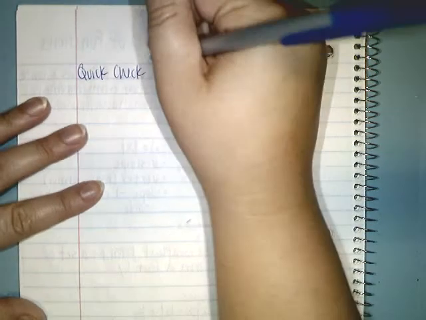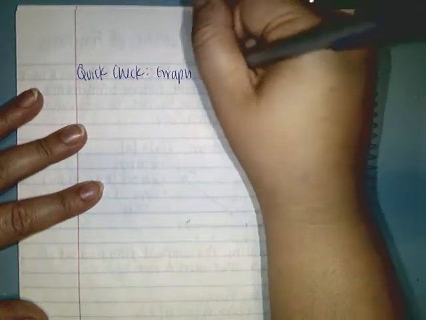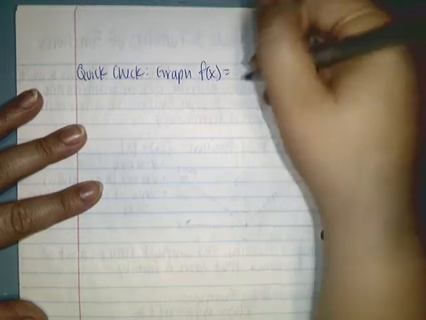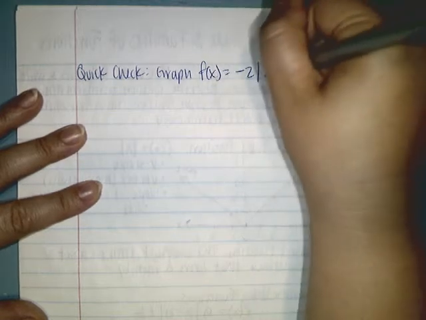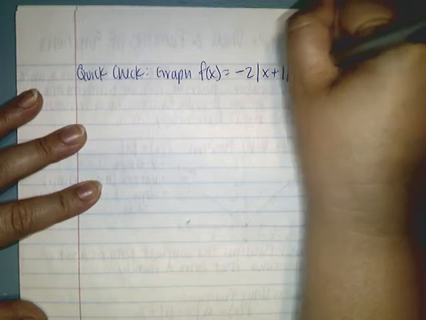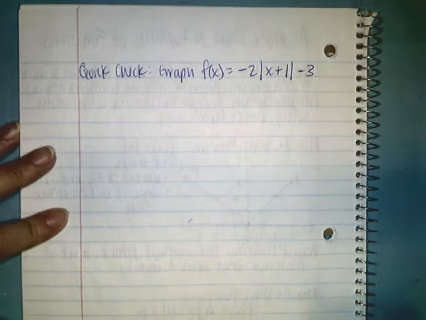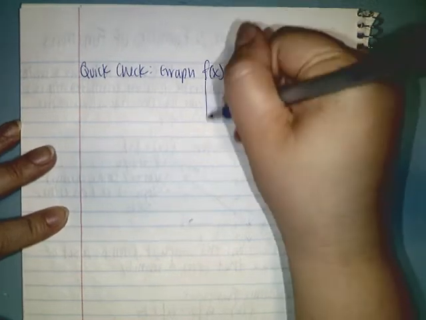So if you want to try this on your own, I'm going to write the original problem, and then if you want to try it, pause it, give it a shot, and then I'll go over it. So I want us again to graph f of x equals -2 absolute value x plus 1 minus 3. So notice I changed a bunch of signs. So try that on your own if you can. Pause it if you need to. I'm going to go over it now.